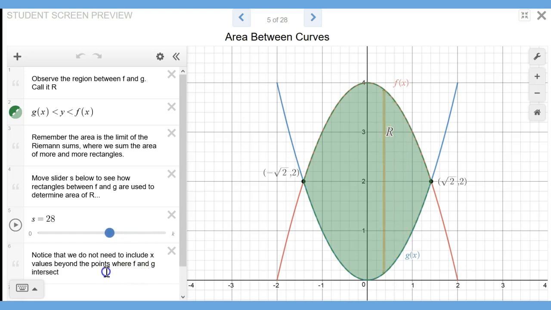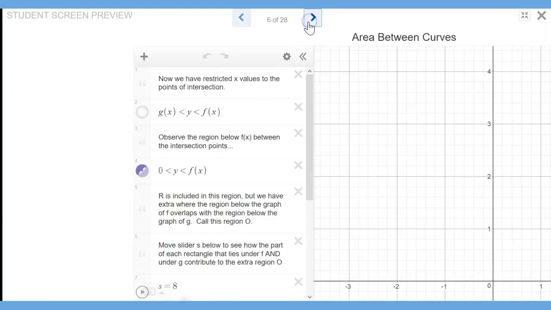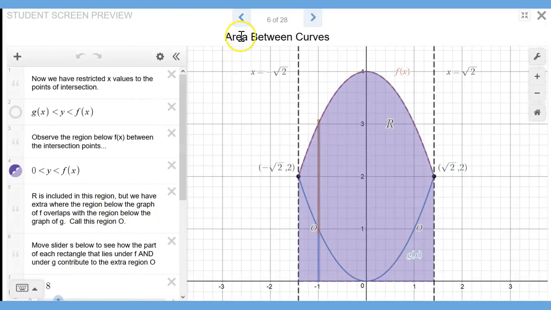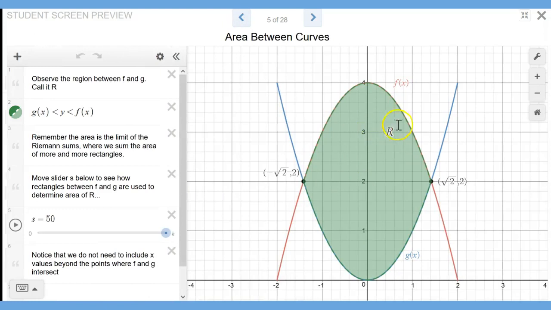And notice we're just interested in x values between minus square root of 2, because that's where f and g intersect, and square root of 2. So how can we get that region, which I'm calling R, how can we get the area of that region from the integrals involving f and g? That's what we're going to be doing.